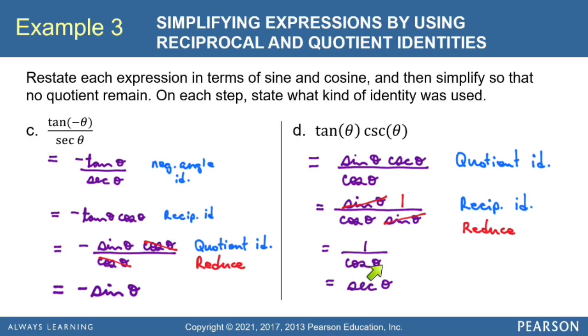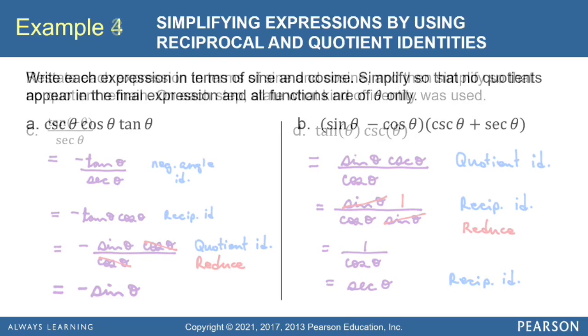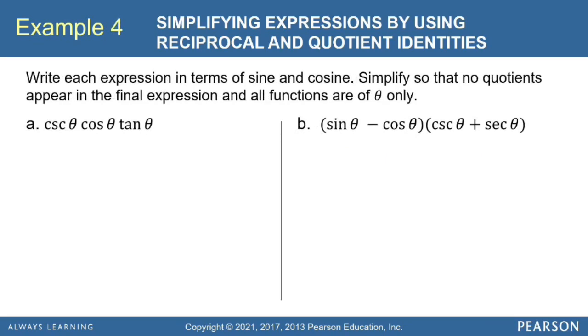So 1 over cosine of theta becomes secant of theta, and we were able to do that because of a reciprocal identity. Okay, now continuing in that vein, let's look at example 4. And the instructions here say write each expression in terms of sine and cosine, simplify so that no quotients appear in the final expression, and all functions are of theta only.